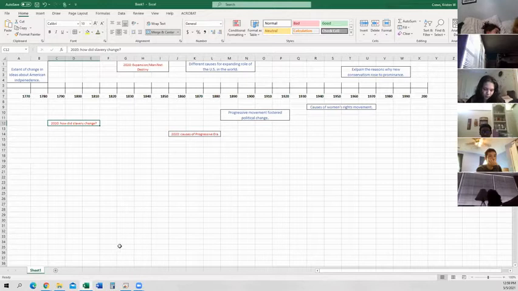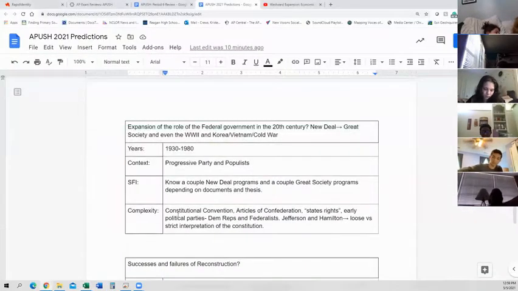Like Keynesian economics, and that would be if you were looking for complexity in some way. Just the idea, and that's why I picked this, right? So I said, evaluate the extent to which the federal government expanded its role in the 20th century, something like that. Where you look at the New Deal, which is going to be, you know, the Great Society built off of the New Deal.